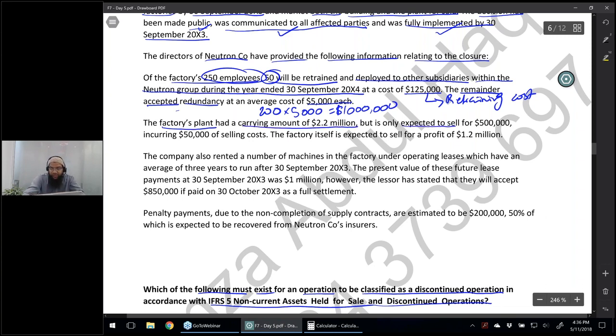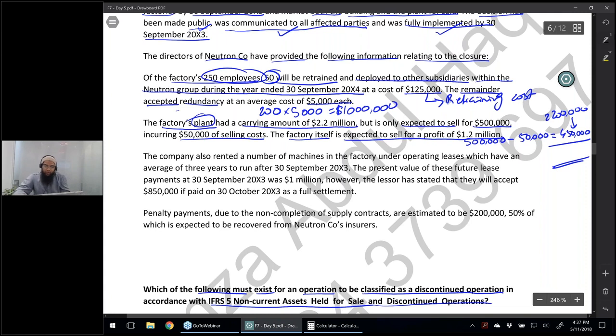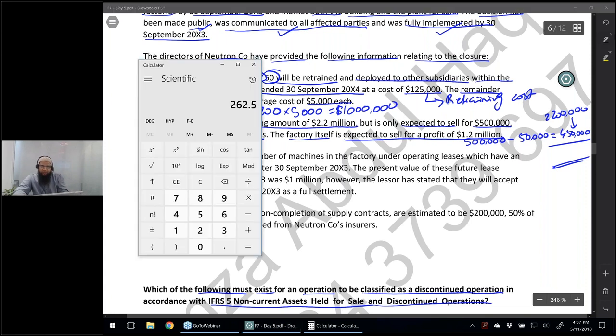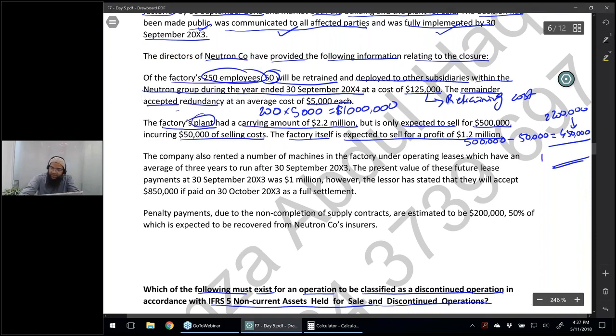So fair value is 500,000 minus cost to sell of 50,000. So we are going to realize $450,000. The factory itself is expected to sell at a profit of 1.2 million. So we are selling plant at a loss and we are selling property at a gain. But the question was about the plant. So carrying amount was 2,200,000 and we are going to sell it at 450,000. So what amount of loss are we going to incur? 2,200 minus 450 is going to be 1,750,000. So 1,750,000 is the value of the loss.